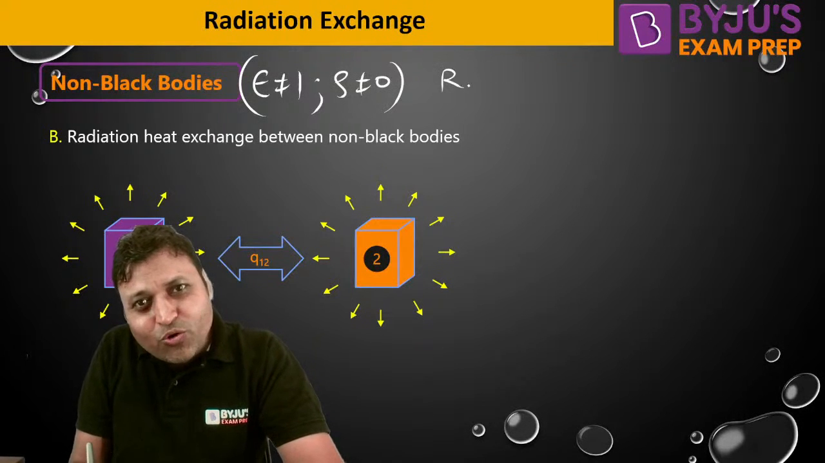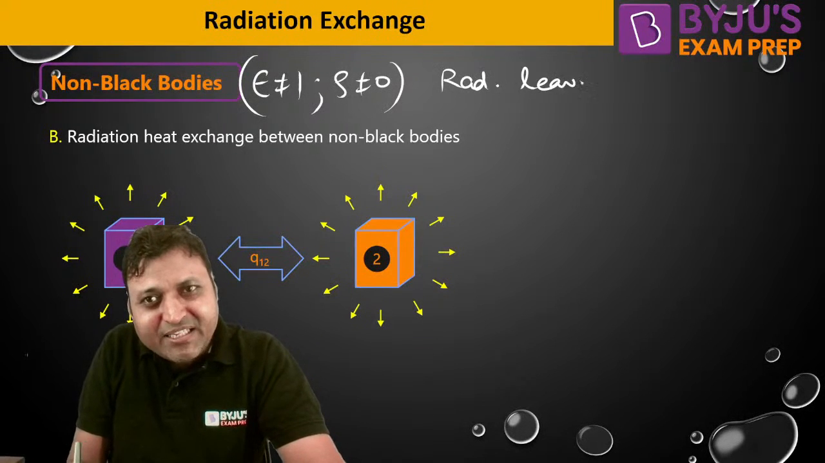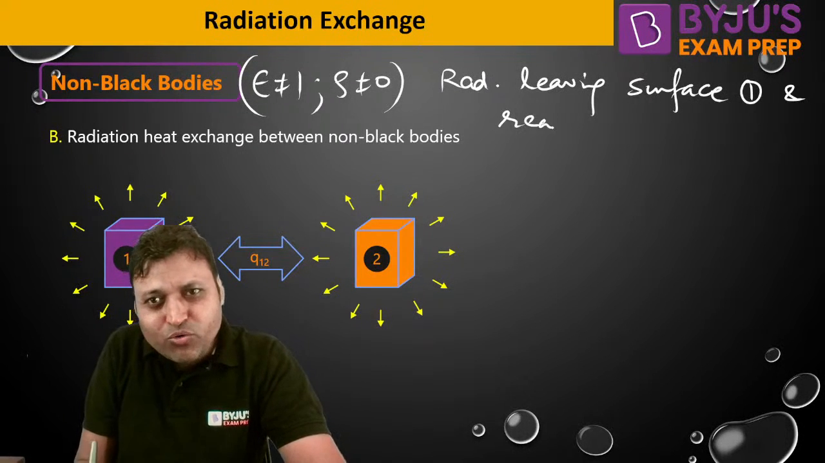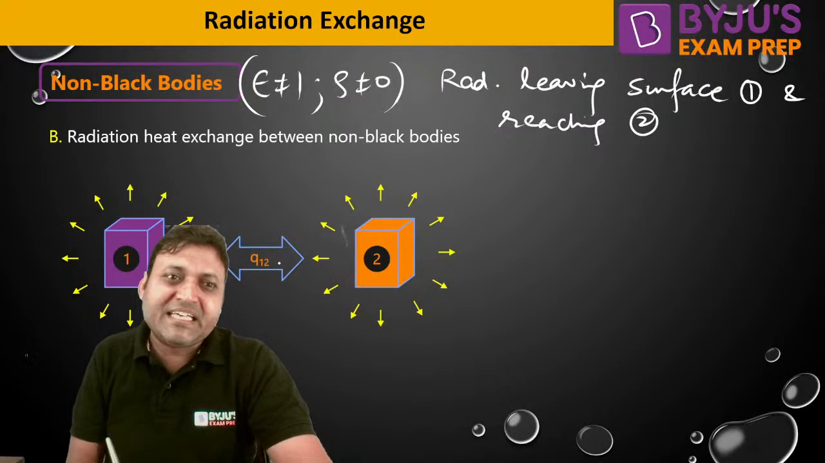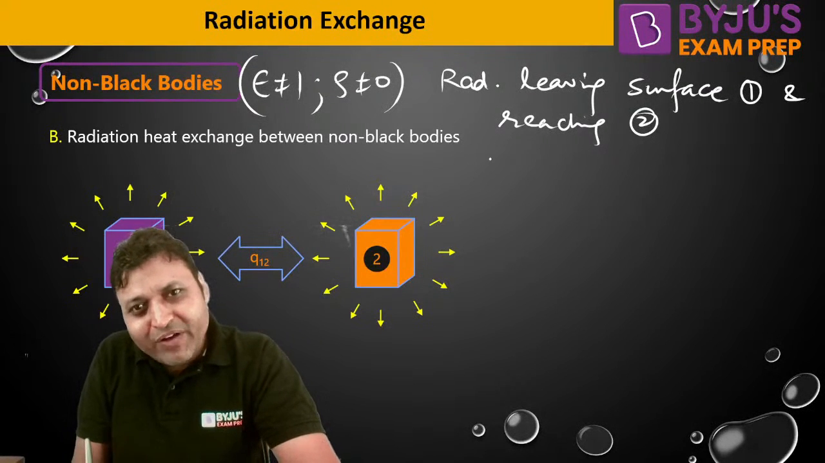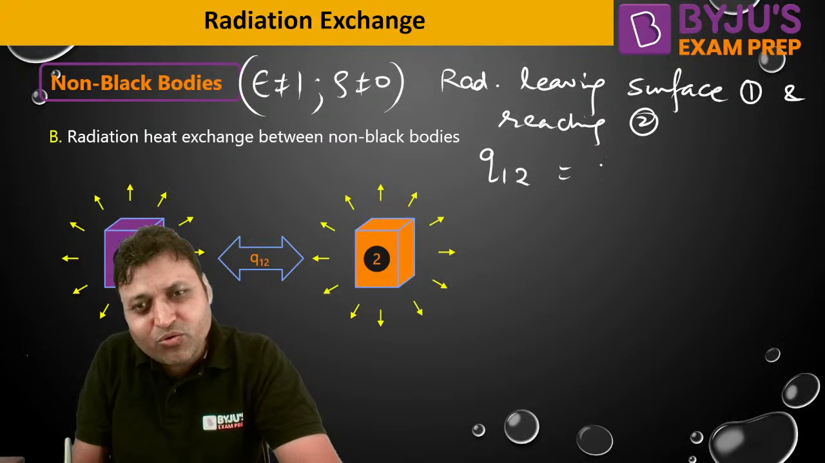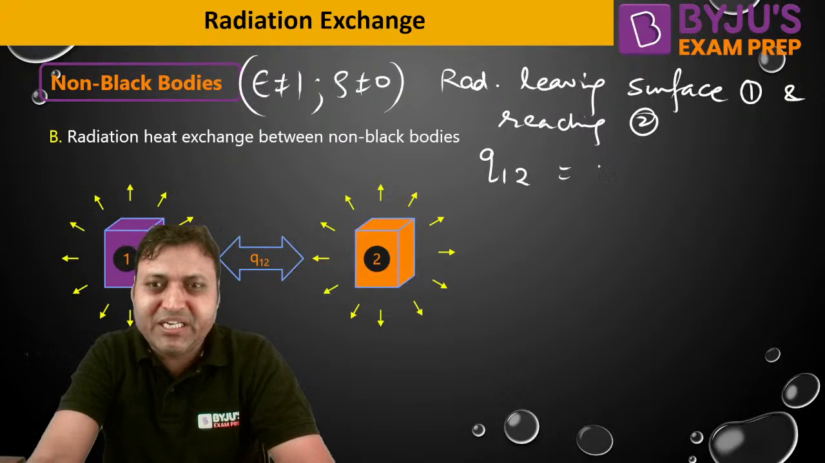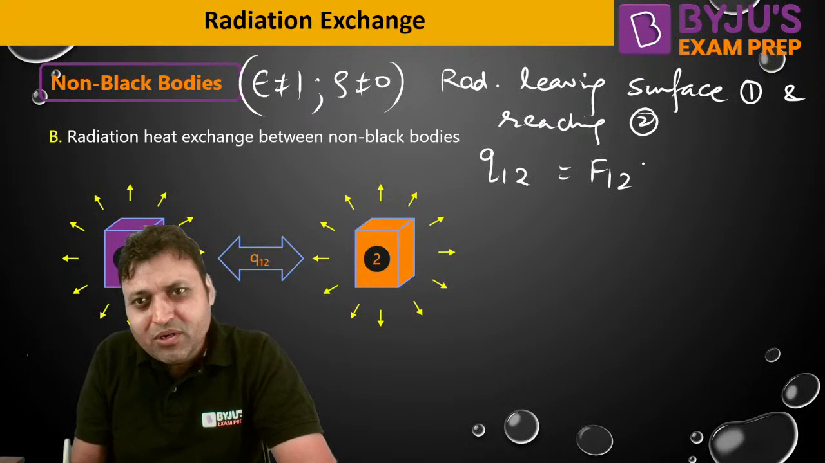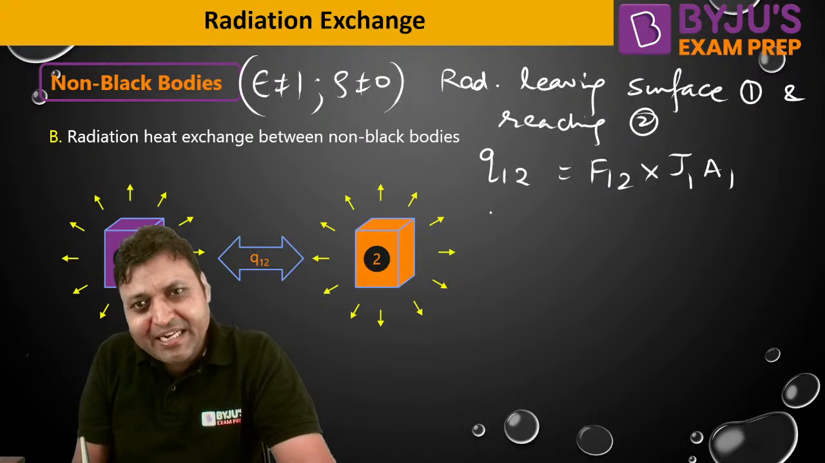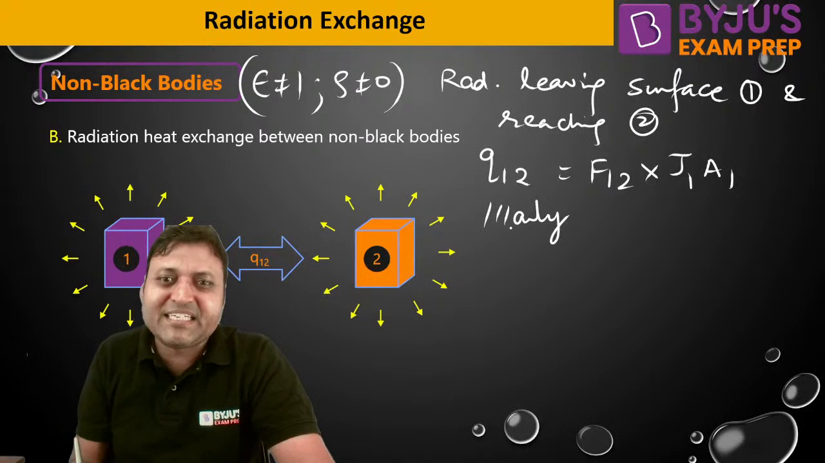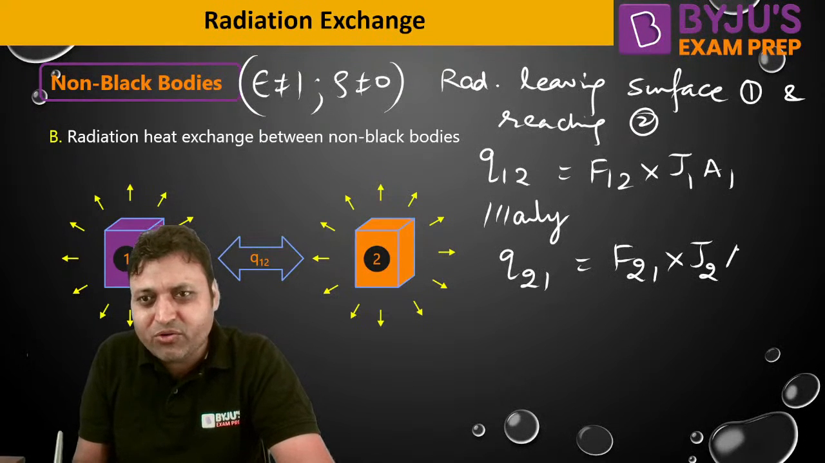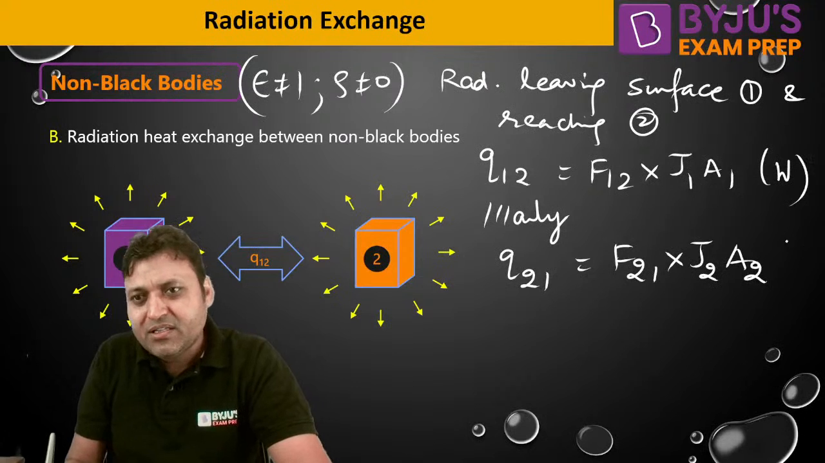So if I ask you what is the amount of radiation leaving surface 1 and reaching 2, we can say Q1 to 2 is equal to F1 to 2 into J1 A1. Similarly, radiation leaving surface 2 and reaching 1 is equal to F2 to 1 into J2 into A2. The unit is what?